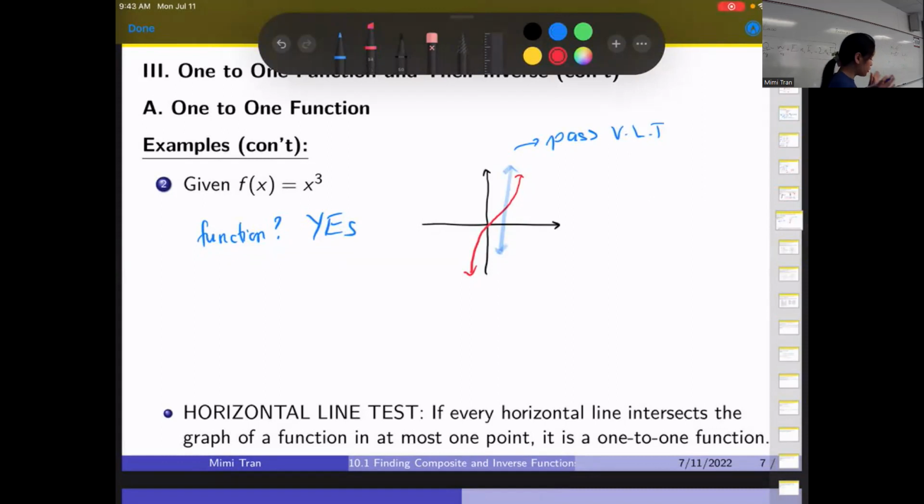Okay, no. In order to be a one-to-one function, you have to pass the horizontal line test, which means you're only allowed to cut the function at most once. So just randomly draw one horizontal line anywhere. You think it's one-to-one? Even if you draw at the origin, it's still one-to-one. So yes, because it passes the horizontal line test.